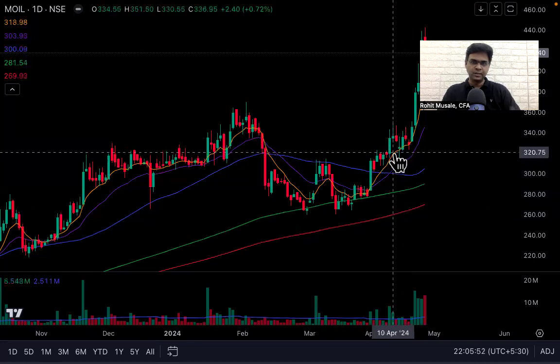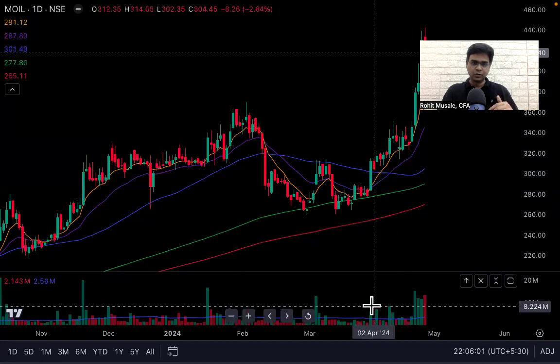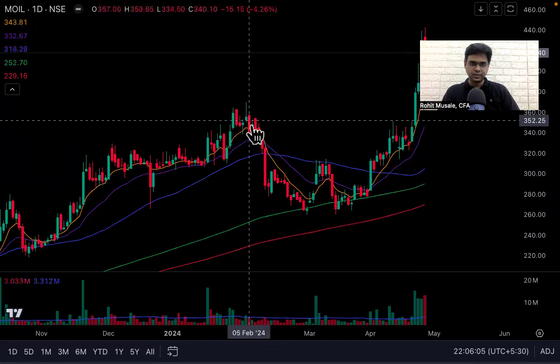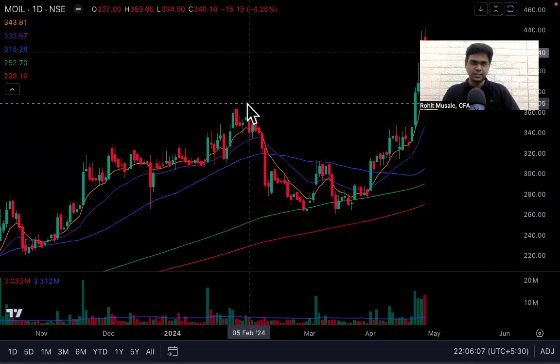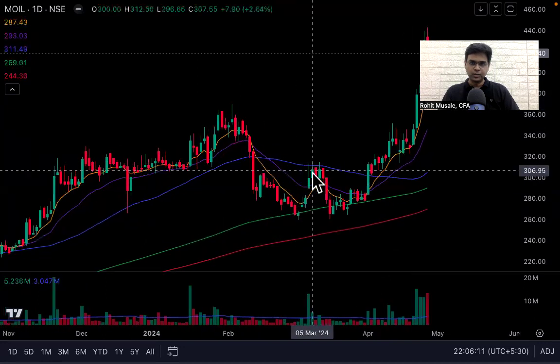The orange line is the 8-day exponential moving average. The purple line is the 21-day exponential moving average. And here you see the volume. So the stock starts to go up, and here it starts consolidating. It starts creating a base here after this candle. So let us look at this base.